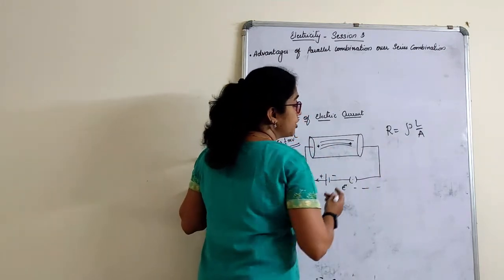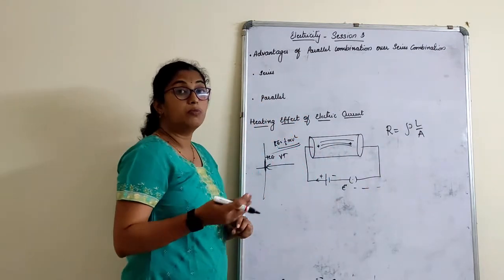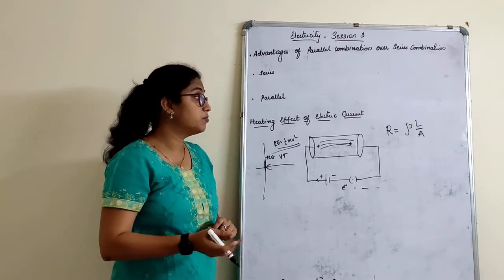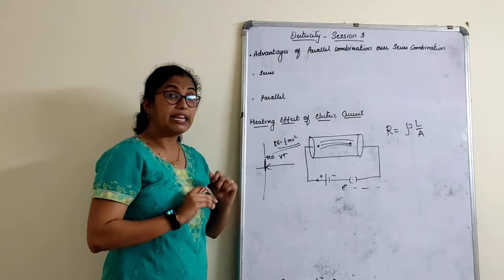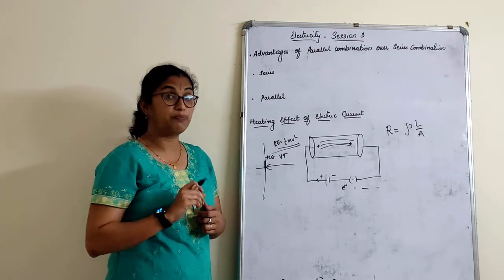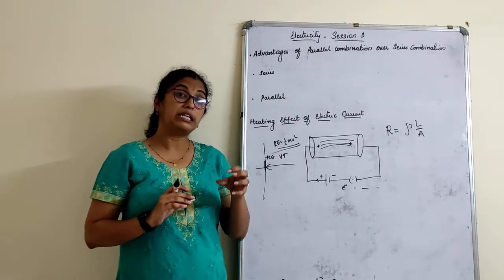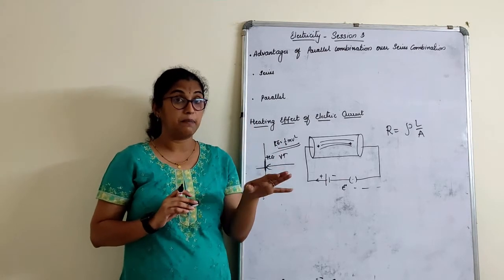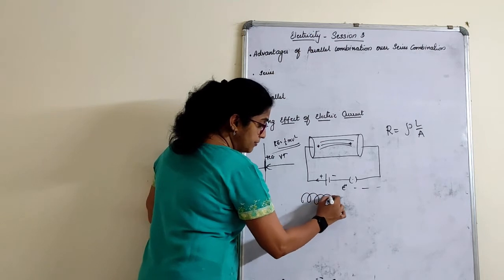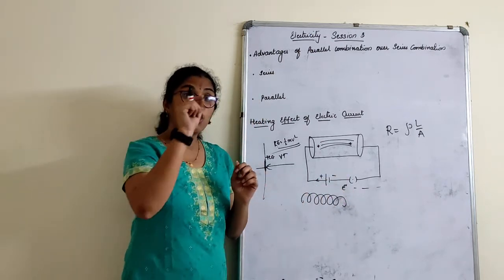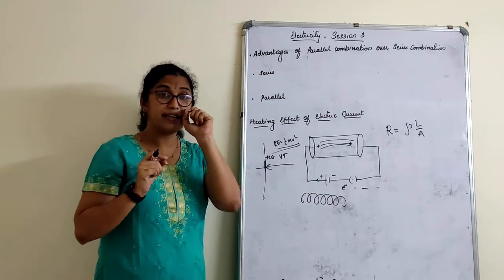So if I have to generate more and more heat, more and more resistance should be there, the longer the length of the wire should be, and the area of cross section should be less. That is why, if you see almost all the heating appliances, children, the wires are always in coil form, right? It's coil form and it is very thin.